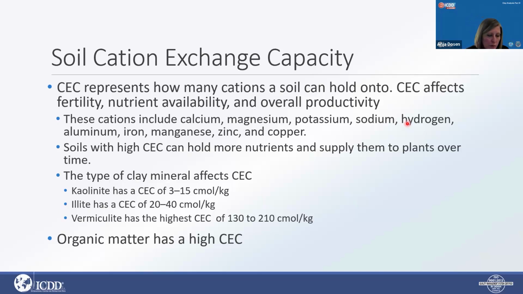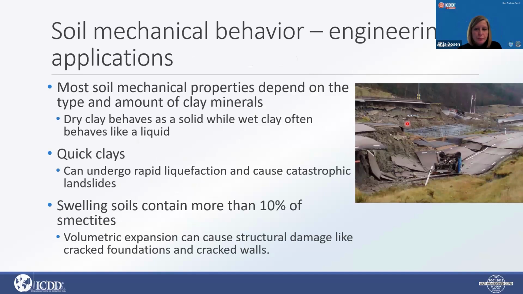And then different clay minerals have different cation exchange capacity, as you can imagine. Vermiculite has the highest and kaolinite has the lowest. And just to mention, organic matter that's always present in soil also has a high cation exchange capacity. So besides that, we have mechanical properties of soil that also depend on the presence and the amount and type of clay minerals.